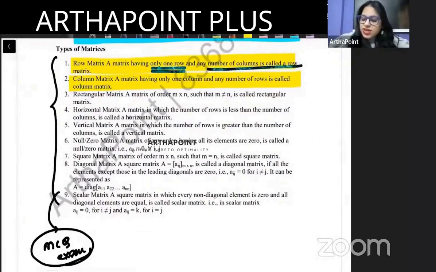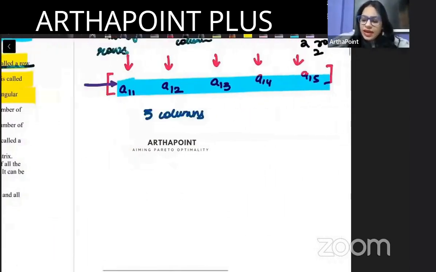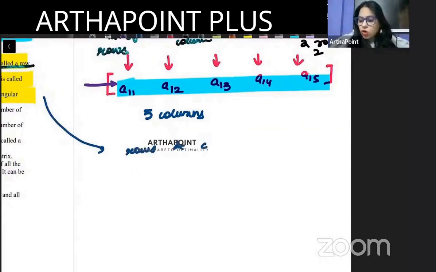The next I have, बच्चे, that is called a rectangular matrix. What is a rectangular matrix? Any matrix which has rows and columns, but the rows ko we are representing with m, column I am representing with n.